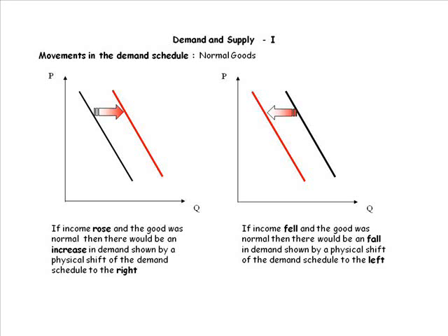Now, one of the key things to remember here is that what is inferior for some of us will not actually be inferior for all of us, and it might be a normal good for some people. So you can't give examples to define what a normal or an inferior good is. You have to relate it to what happens to demand when income changes.